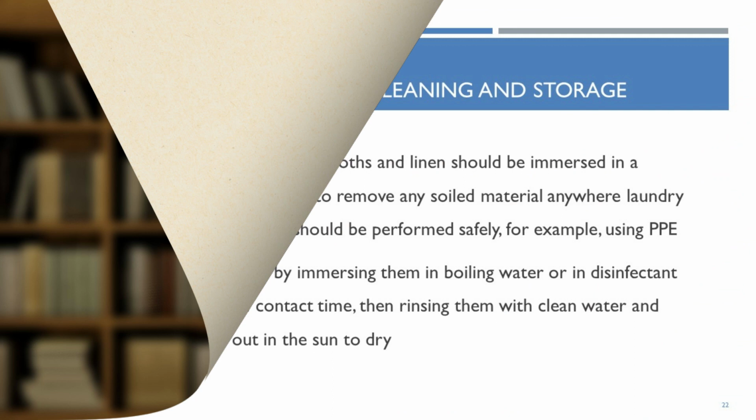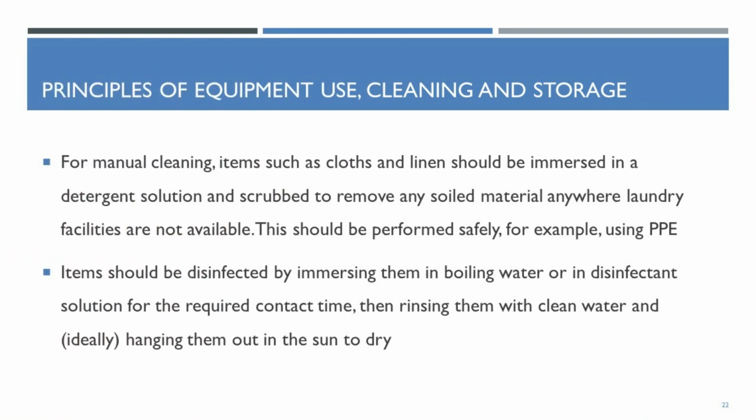For manual cleaning of cloth and linen, they should be immersed in detergent solution and scrubbed to remove any soil material, if the laundry facilities are not available. And this should be done while wearing protection. You should have PPE, because those linens can have blood or secretions of infected patients, especially those coming from the isolation wards. They are much contaminated.